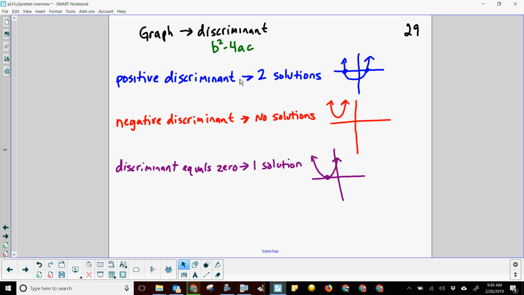If they want to know about the discriminant given a graph, it's pretty simple. A positive discriminant, remember the b squared minus 4ac, that means we are crossing twice and we have 2 solutions. A negative discriminant always gave us imaginary numbers, so we have no solutions. It's not going to cross at all. And when your discriminant is 0, it is 1 solution. Come down and touch and go back up.